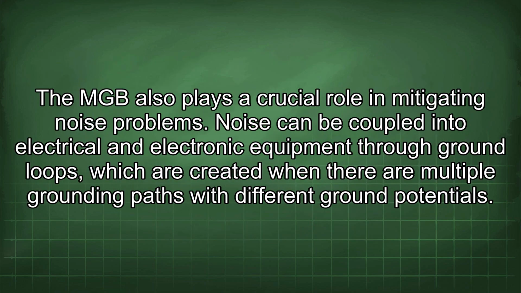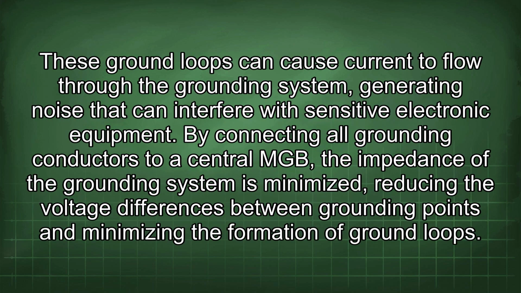The MGB also plays a crucial role in mitigating noise problems. Noise can be coupled into electrical and electronic equipment through ground loops, which are created when there are multiple grounding paths with different ground potentials. These ground loops can cause current to flow through the grounding system, generating noise that can interfere with sensitive electronic equipment. By connecting all grounding conductors to a central MGB, the impedance of the grounding system is minimized, reducing the voltage differences between grounding points and minimizing the formation of ground loops.